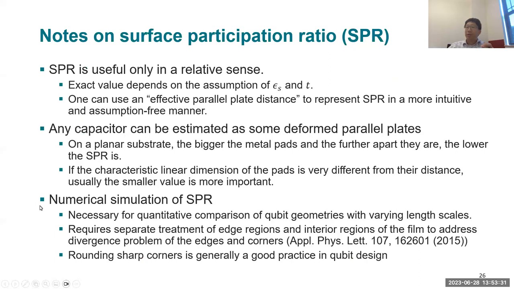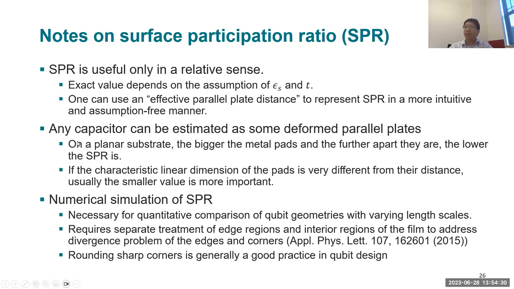So, numerical simulation of SPR. Let me talk about a few of these points. One is that remember that these numbers I'm quoting here, -3, -4, you should understand them in a relative sense. The exact value, whether your SPR is 10^-5 or 10^-3, is very much dependent on what you assume to be the surface epsilon and what is the thickness of the surface that matters. These are kind of made up numbers. We use some numbers and we compare different geometries. The exact values are not as important, but one can indeed use this effective parallel plate distance to represent SPR. This way it's more intuitive and somewhat less dependent on parameters.